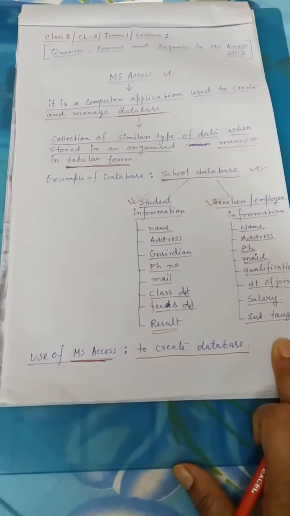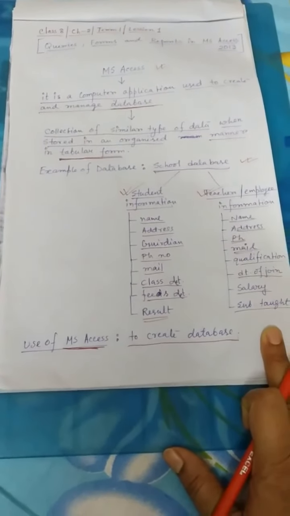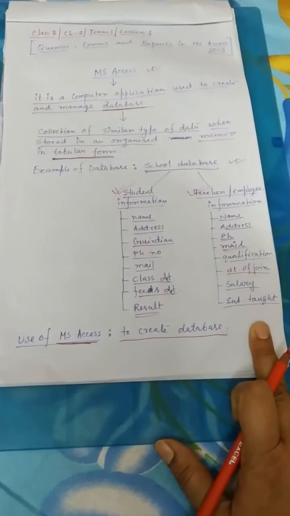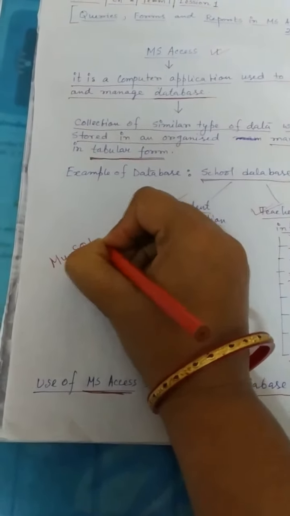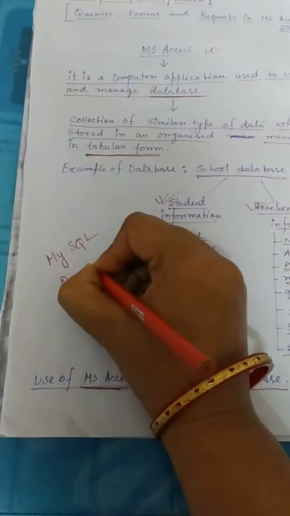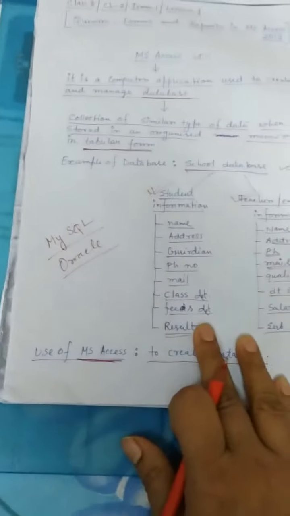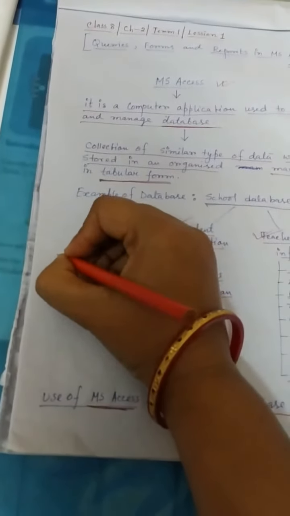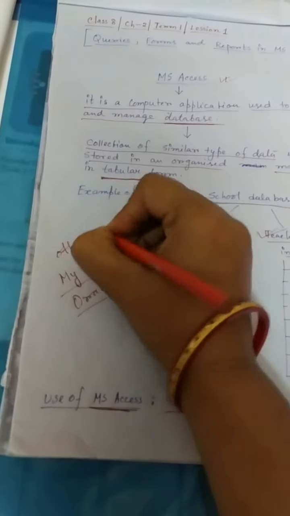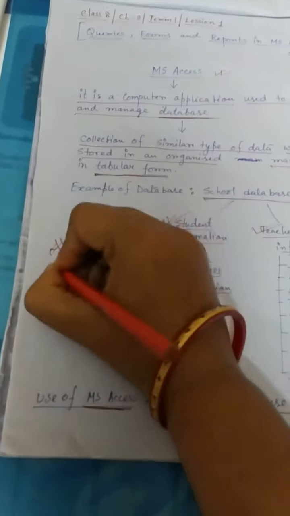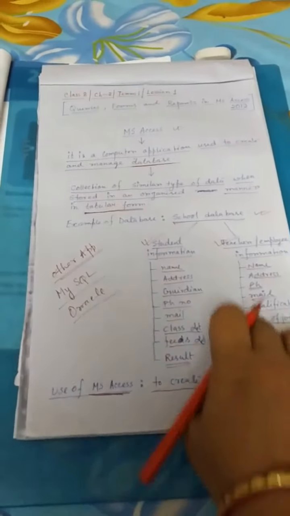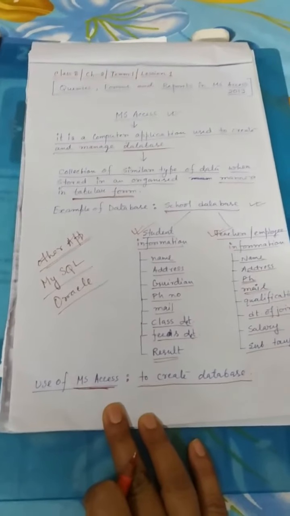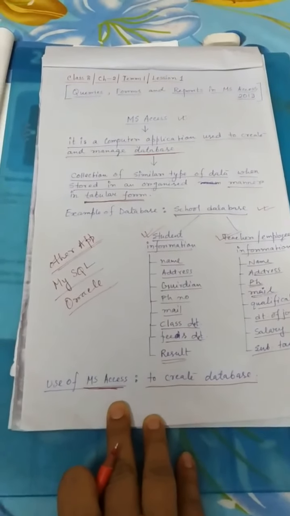Now there are many other software or applications for creating a database, for example MySQL or Oracle. These are all other applications for creating a database. But in your syllabus there is only MS Access.